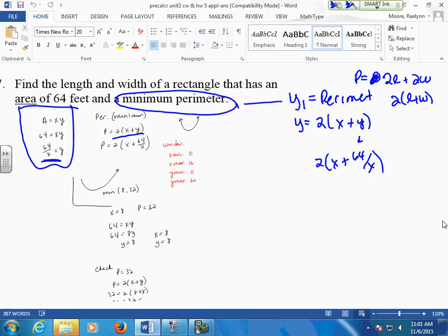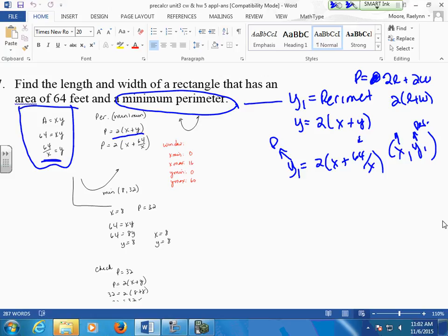Now, don't forget, I'm looking for a minimum. This is my perimeter. When I get my answer back, that's my x value, but my y1 is my perimeter. I've got to bring it back to that equation so that I can find my y that I wanted in my let statement.